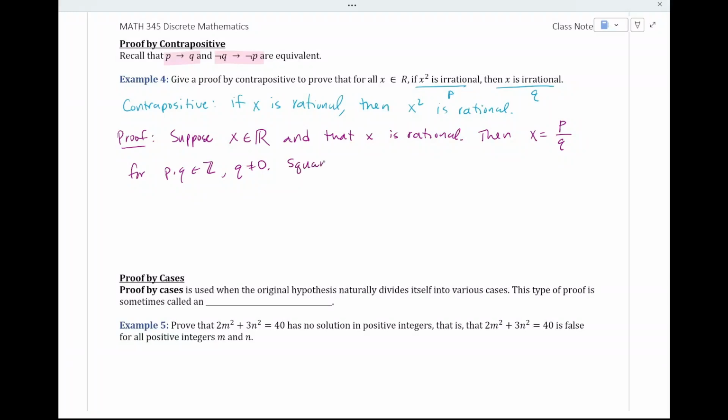I'm going to square both sides to obtain x squared equals P squared over Q squared. P squared and Q squared are both integers. So x squared is an integer over another integer. And I also know that Q squared is not equal to 0 because Q is not equal to 0. So this means that x squared is rational.